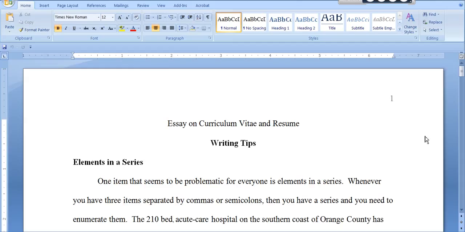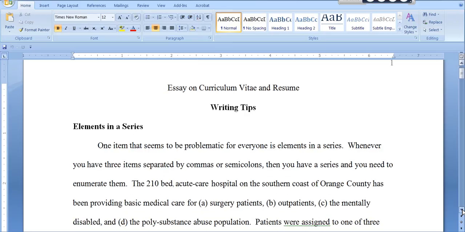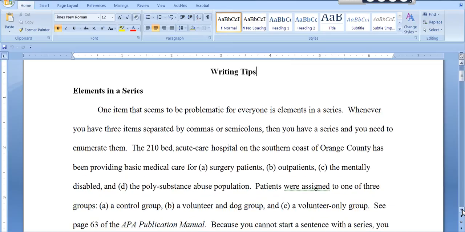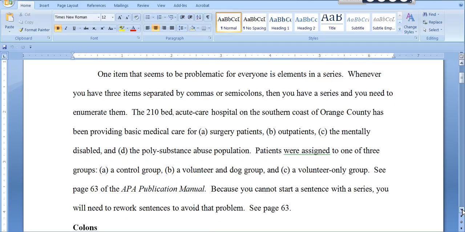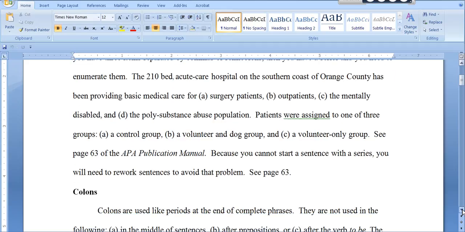I wanted to go over a few of the common problems that people were having in the first essay. And I'm going to start with elements in a series. Whenever you have three items or more that are separated by commas or semicolons, then you have elements in a series and you need to enumerate them. Here's one example I have.